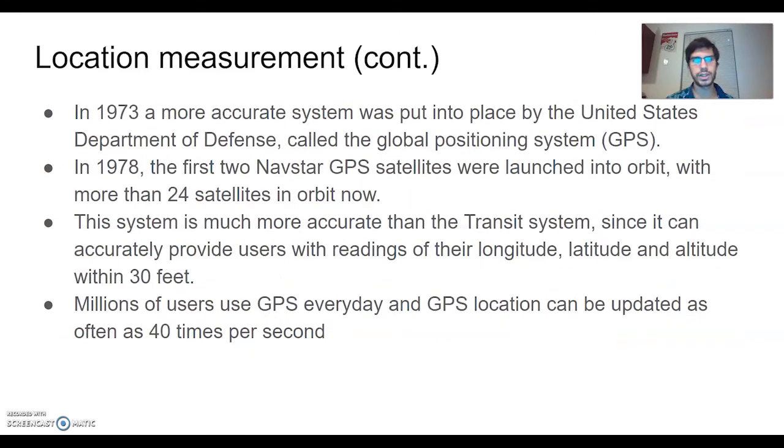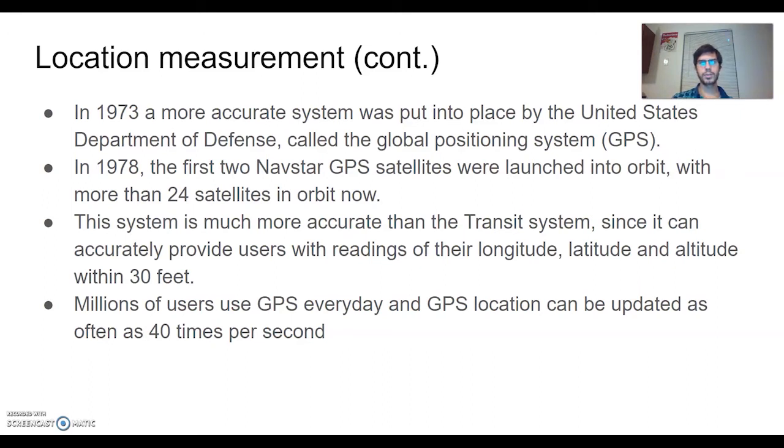In 1973, the United States launched the Global Positioning System, and in 1978, the first two Navstar GPS satellites were launched into orbit. Now there are 24 satellites in orbit, and I believe they're on a 12-hour orbit, so one rotation around the Earth takes 12 hours. And this system is much more accurate than the Transit system in the 60s. It can accurately provide users with their longitude, their latitude, and their altitude, all within 30 feet.